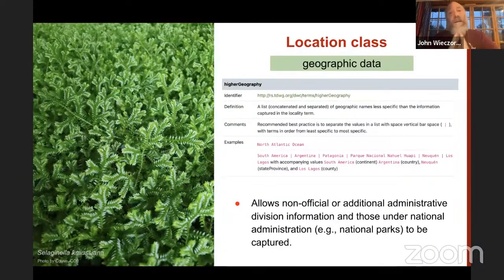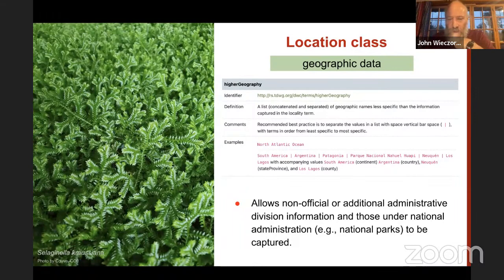Then we have a sort of a catch-all term, the higher geography. What this allows is basically for us to capture using, if you look in the second example there, a syntax that separates different levels of geographic hierarchy from each other with a space followed by a vertical bar followed by another space. So in these cases, what it allows us to do is to repeat all of the higher geographic terms that we've seen just now, like continent, country, state, province, county, municipality, but also interject into that list in the appropriate hierarchical places other administrative units that the other Darwin Core terms can't accommodate.